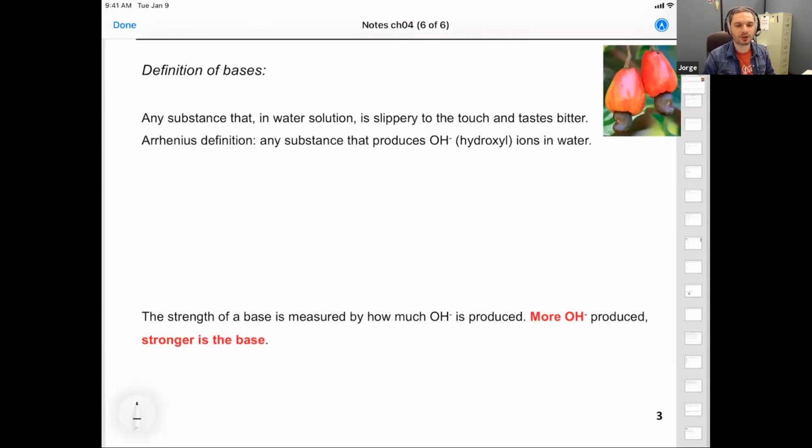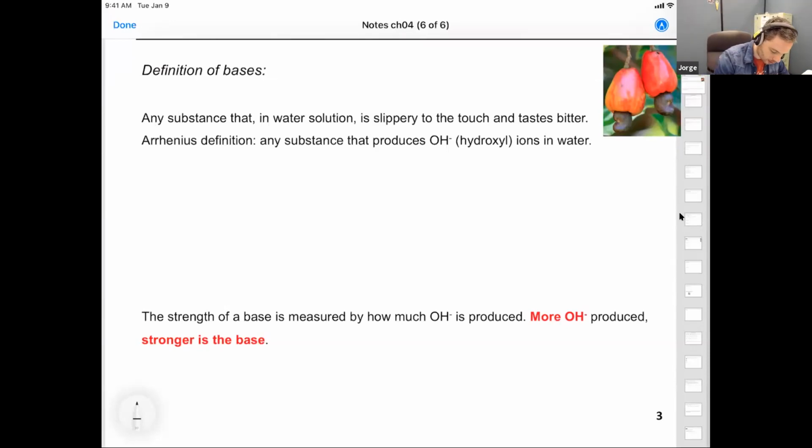A good definition for base is the Arrhenius definition. According to the Arrhenius definition, a base is any substance that produces OH minus ions in water. Remember that OH minus is called hydroxyl ions.